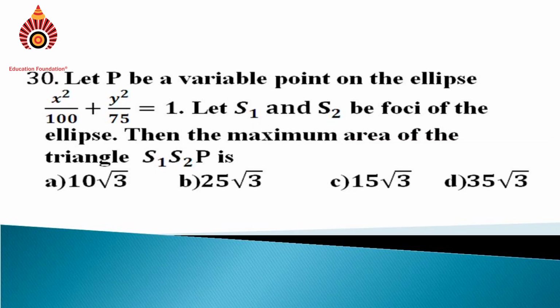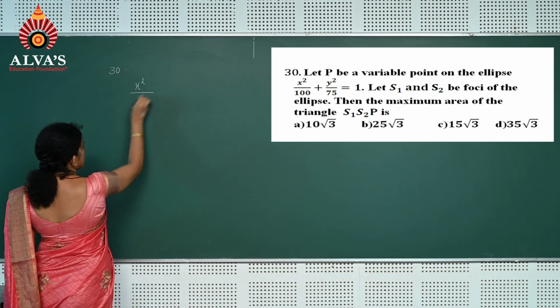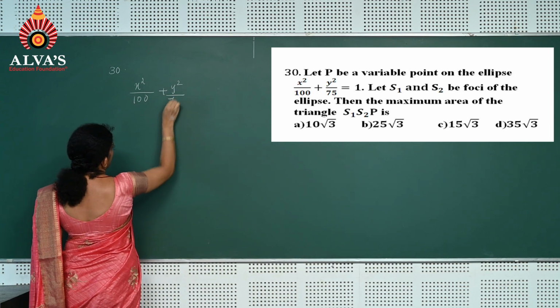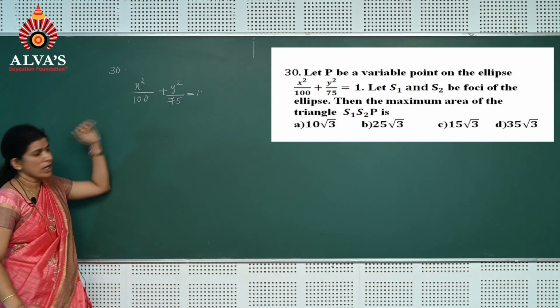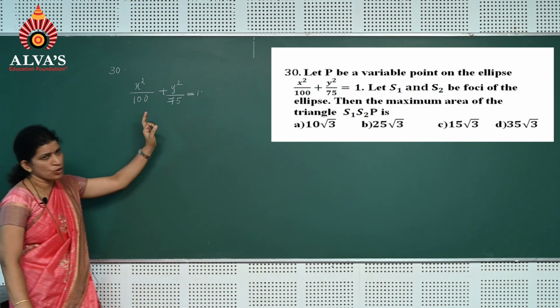Come to question number 30. Let P be a variable point on the ellipse x square by 100 plus y square by 75 equal to 1. S1 and S2 are the foci of the ellipse. Then the maximum area of the triangle S1, S2, P we want. See, the ellipse equation is given, that is x square by 100 plus y square by 75 equal to 1. P is the variable point and S1 and S2 are the foci. Maximum area of the triangle S1, S2, P we want.